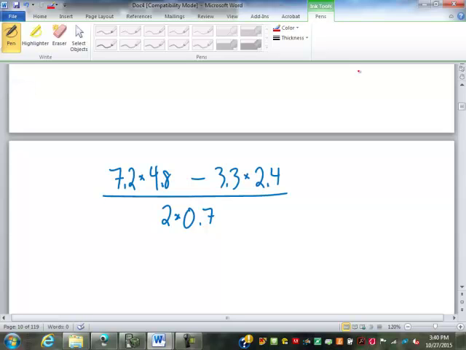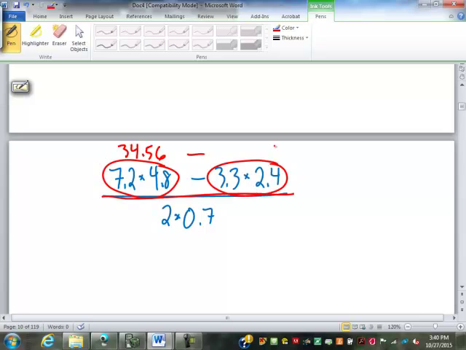What do we do first? Yes, this fraction bar tells us we have to do everything on top first. And up there, there's no enclosing symbols, no exponents, so we're back to multiplication and division. So we do 7.2 times 4.8, which is 34.56. Then what? We do the 3.3 times 2.4, which is 7.92. Then we're going to subtract to get 6.64 on top. What do we do then? 2 times 0.7 is 1.4. Then we divide. So when we divide, we get 19 and 1/35.